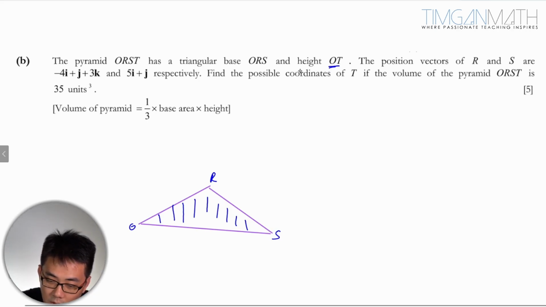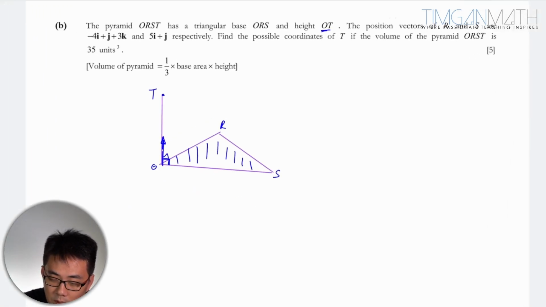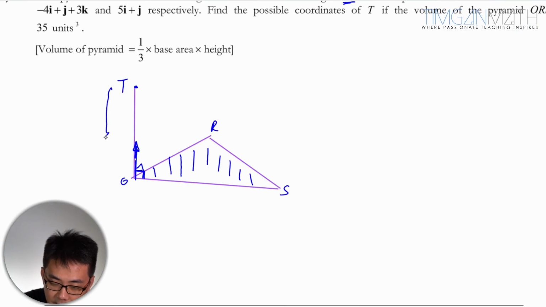I think for this one, OT, they should write perpendicular height. But anyway, they did not write. It's okay. I'm just going to assume that it's perpendicular height here, because it may not show that this is 90 degrees here. Okay, so we know that we need to find this height here, not an issue.